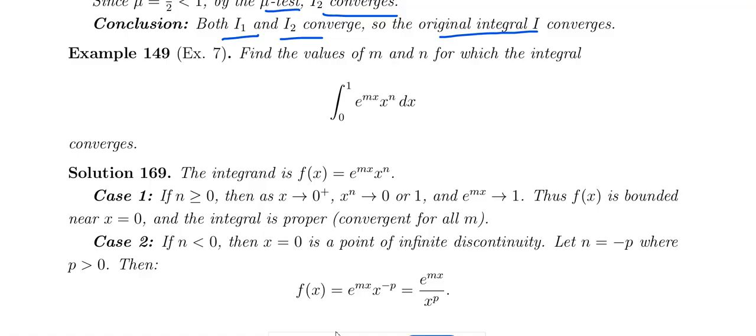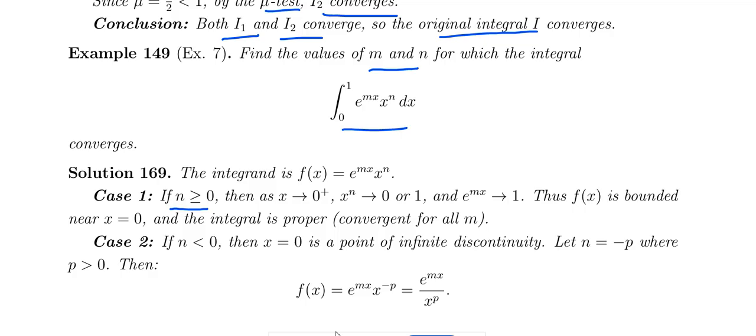This is another problem. Find the value of m and n for which the integral converges. In the integral converge ஆகிறது, what is the value of m and n. So இதில் பிரச்சனை பார்த்தீங்கன்னா 0லையும் பிரச்சனை, because it depends on n. So f of x, n greater than or equal to 0 எடுக்கும்போது x tends to 0 plus na x power n என்றது approaches to 0 or 1.